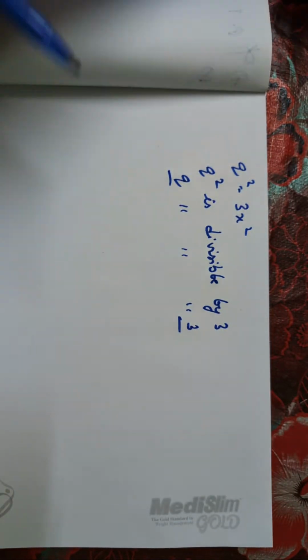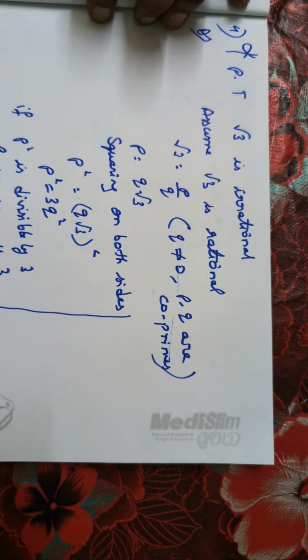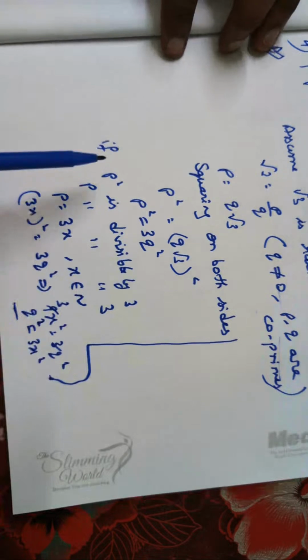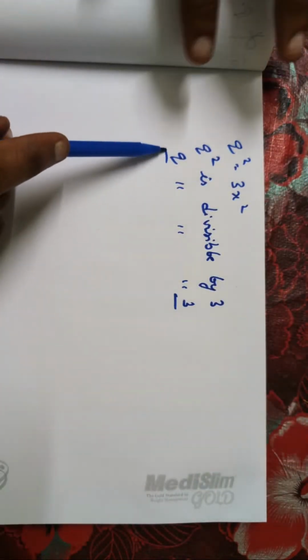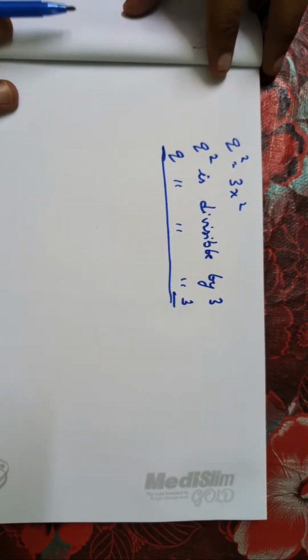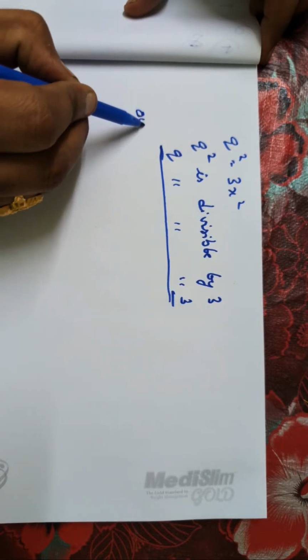But where is our pre-assumption? That p and q are coprimes. As I mentioned, coprimes are the numbers which don't have any common factor. Here it is saying that p is divisible by 3, and now we also got another statement where q is also divisible by 3, which is contradicting our assumption. So this way we can say that our assumption is wrong.